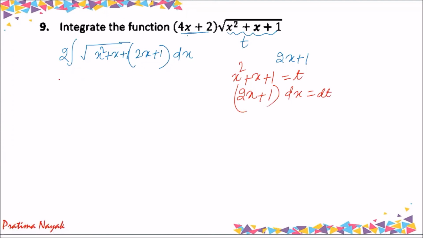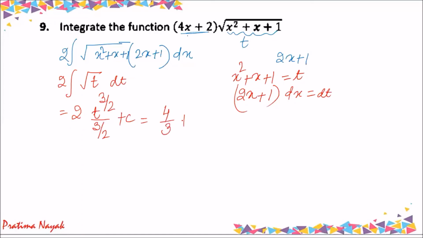So it will be replaced: 2 outside, root t into dt. It has become very simple. We have done it. So t to the power 3 by 2 by 3 by 2. I hope now you can do many more questions of this type yourself. So this will be 4 by 3, t to the power 3 by 2. Sometimes after understanding, you can skip the steps also. 4 by 3, and what is t? x square plus x plus 1 to the power 3 by 2 plus c.